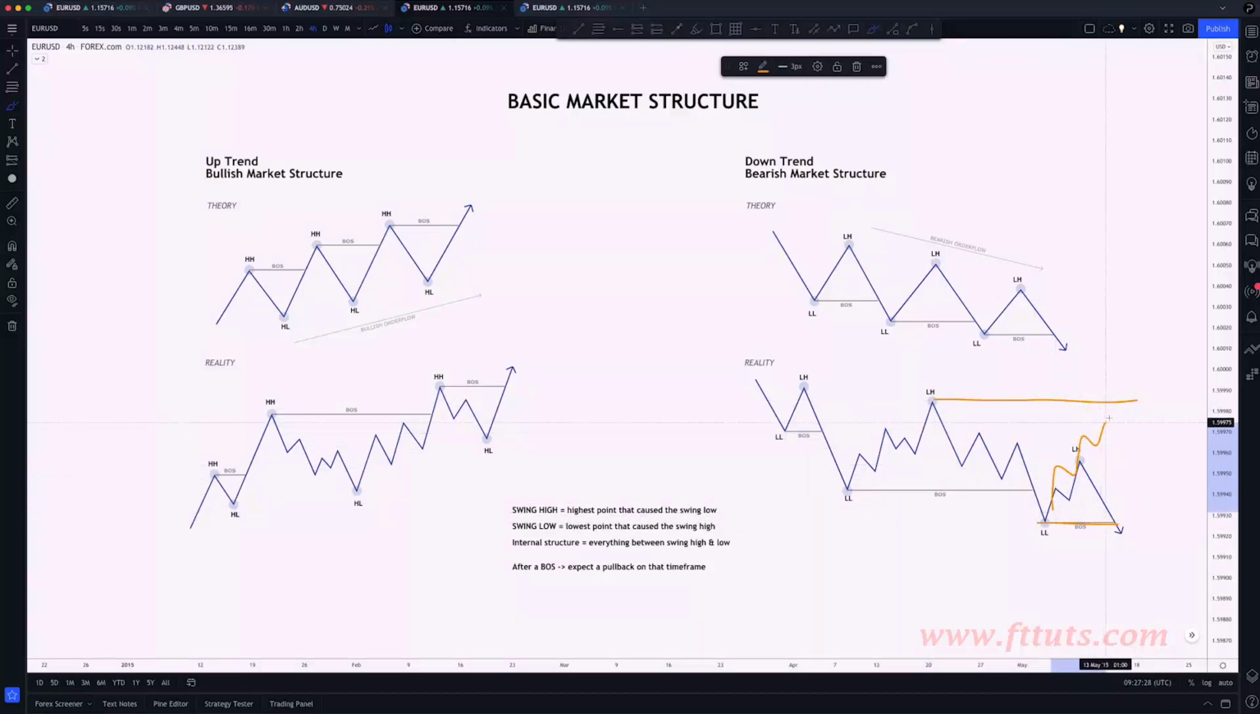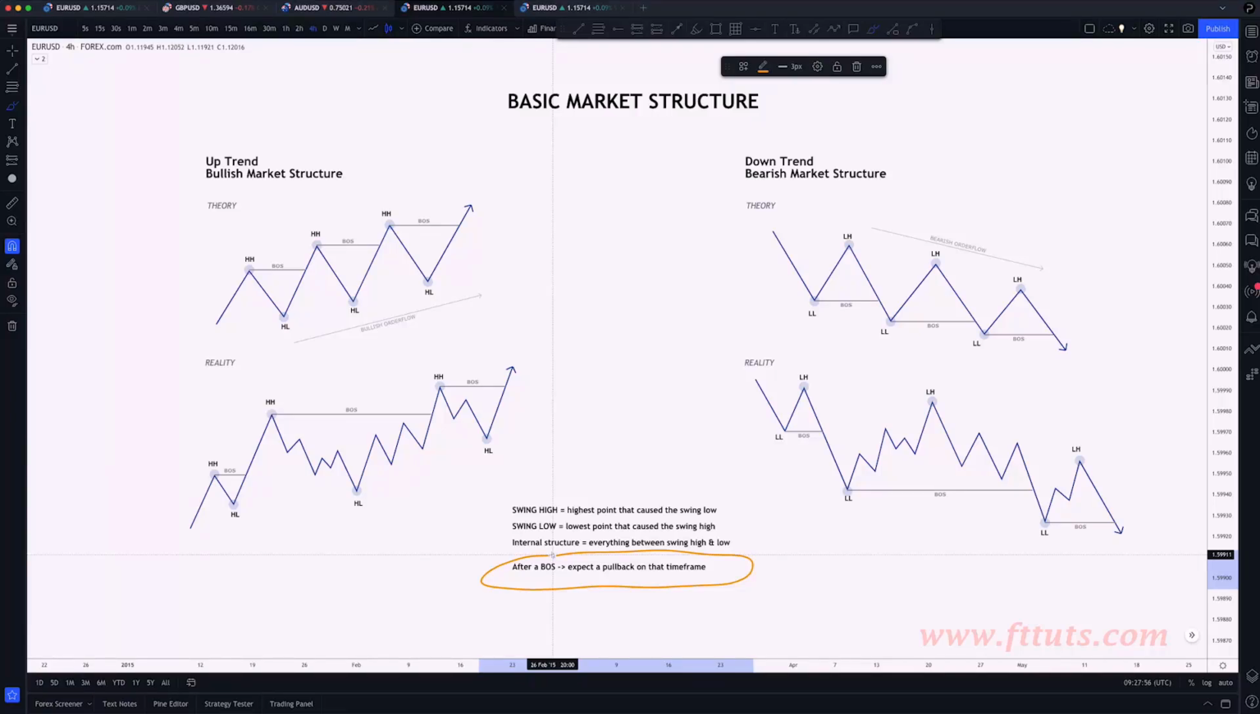So price can pull back as deep as it wants, right? It could come all the way up to this orange line, but as long as it doesn't breach that line, as long as it doesn't form a higher high, as long as that lower high stays intact, then we're still in a bearish market and price can then go on to make that next lower low, okay? Then again, everything that's in between that low and that high, that is all just internal structure, okay? It's not swing structure.